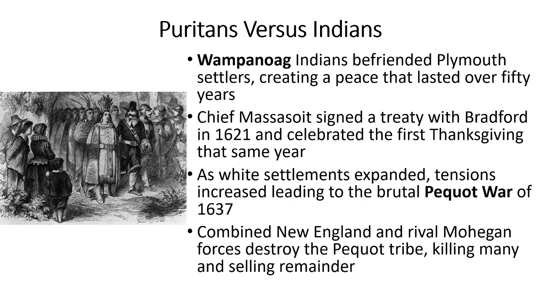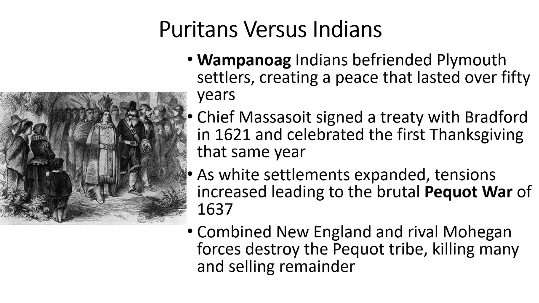We all know the story of how the Plymouth colony befriended Squanto and the Wampanoag Indians, and for a long time that peace lasted for over 50 years. So Chief Massasoit and William Bradford signed that treaty in 1621, and peace lasts all the way to 1675 and 1676 when we have a war.